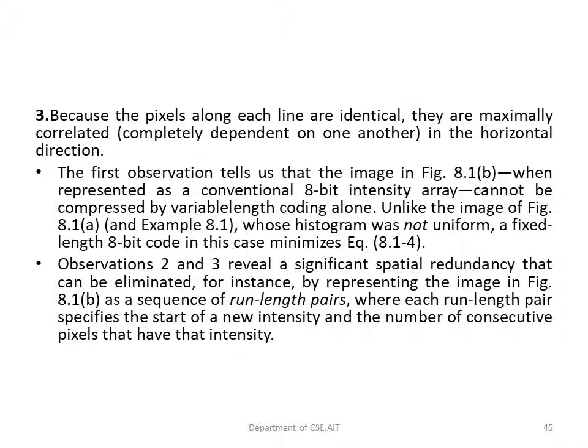Unlike what we had in figure A, whose histogram was not uniform, for a fixed length 8-bit code the coding redundancy will be minimized. So observations 2 and 3 reveal a very important spatial redundancy that also can be eliminated, for example, by representing the image in figure B as a sequence of run length pairs, where each run length pair specifies the start of a new intensity and the number of consecutive pixels that have that intensity value.